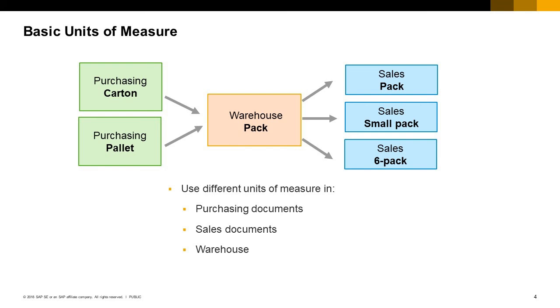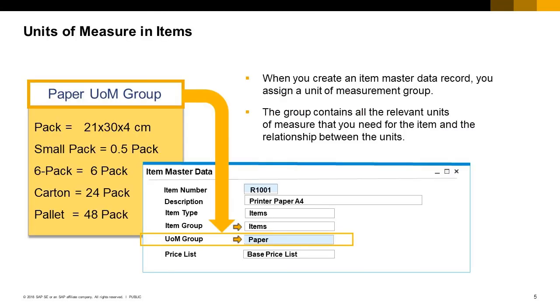When you set up the item, you assign a group containing the units of measure commonly used for this type of item. The group Manual is provided for upgraded companies and used as the default until another group is assigned. When you create an item master data record, you assign a unit of measurement group. The group contains all the relevant units of measure that you need for the item as well as the relationship between the units. In our example, we can assign the paper UOM group because it has all the measures we need.